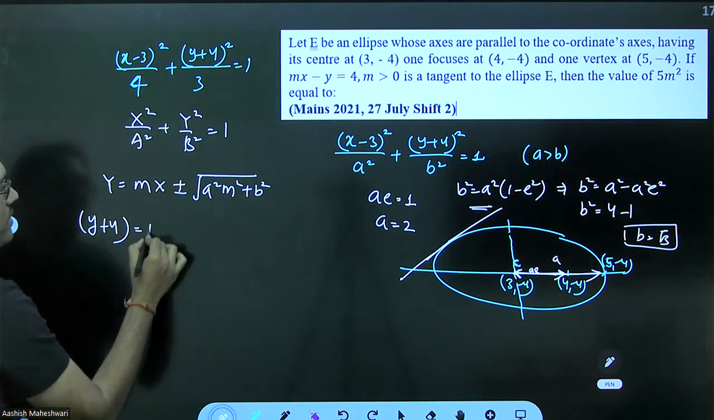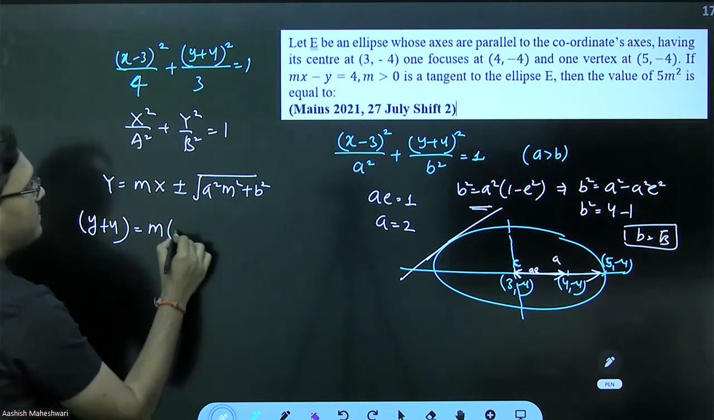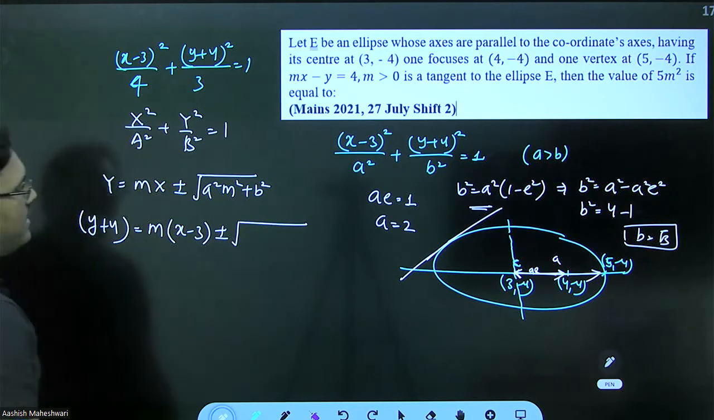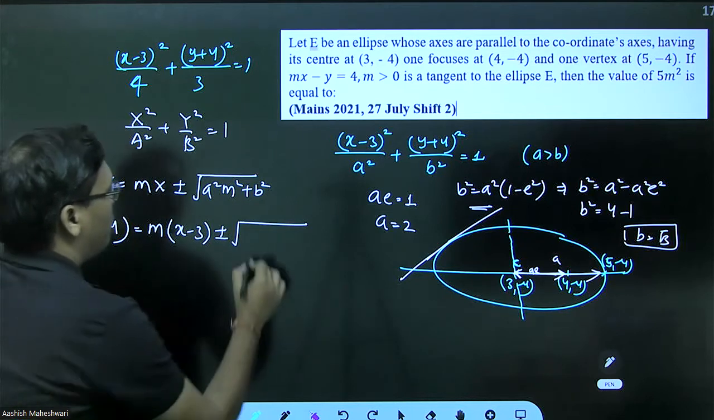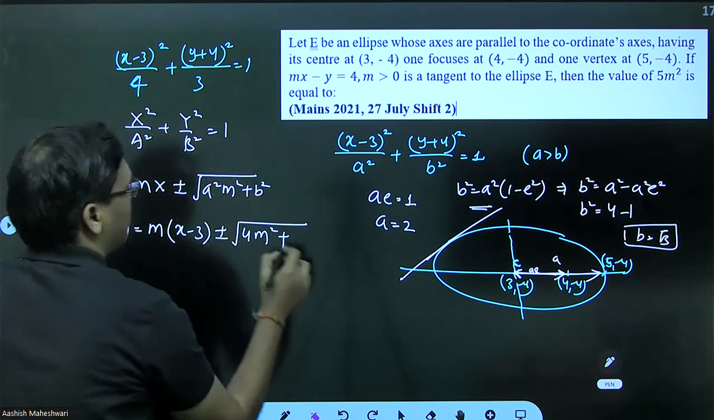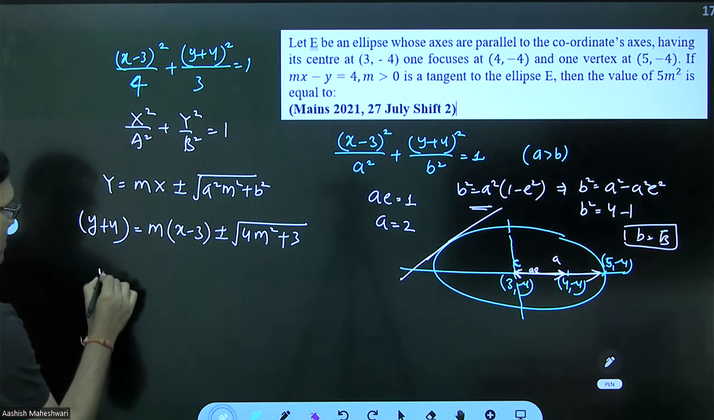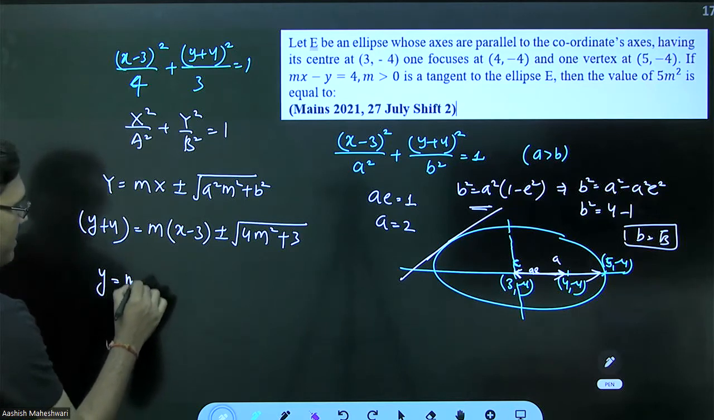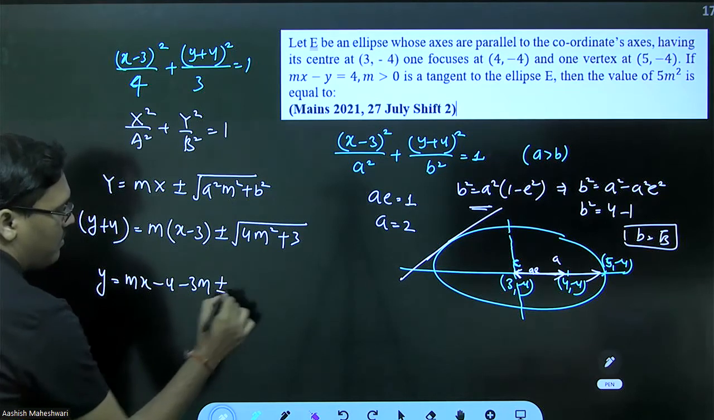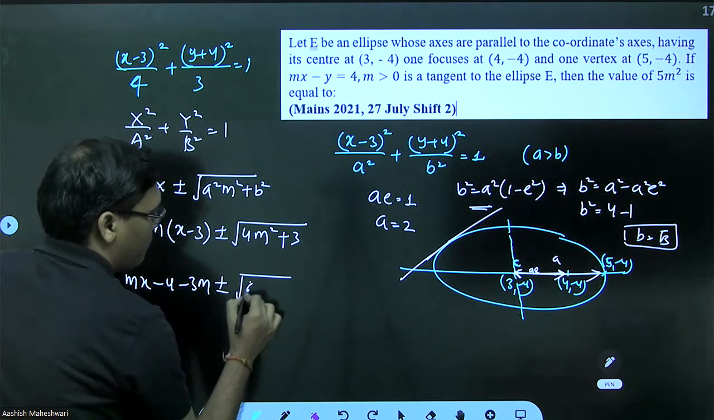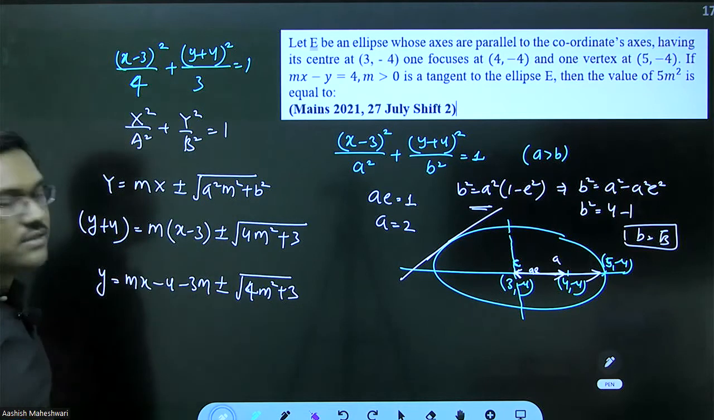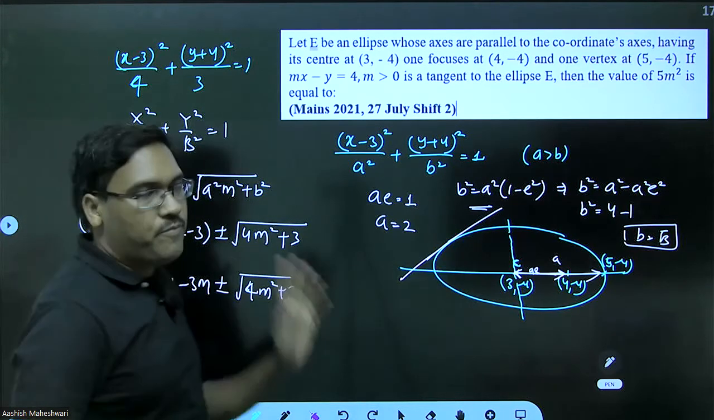We are writing is equal to m, x की place पर we have what? X minus 3 shifted है ना? Plus minus under root of a square. What is a square? A square is 4. So this is 4m square plus b square. What is b square? B square is equal to 3. So you can see here, this is y is equal to mx. ये देखो y is equal to mx minus 4 minus 3m plus minus under root of 4m square plus 3. ये आपके पास इक्वेशन आया है किसका? टेंजेंट का. किस पे? इस एलिप्स पे with slope m, right?